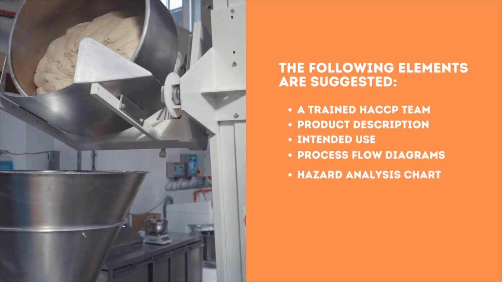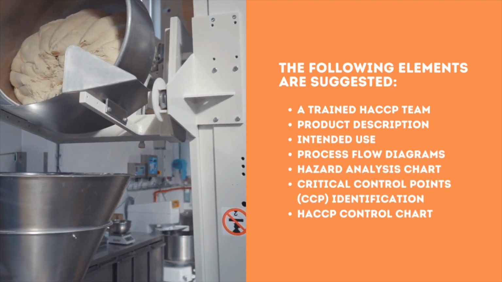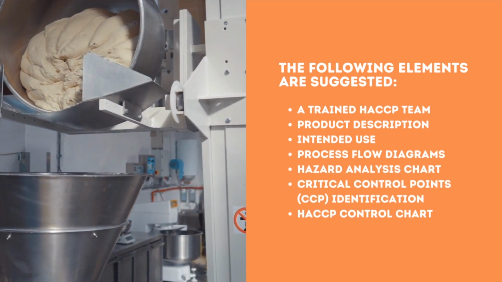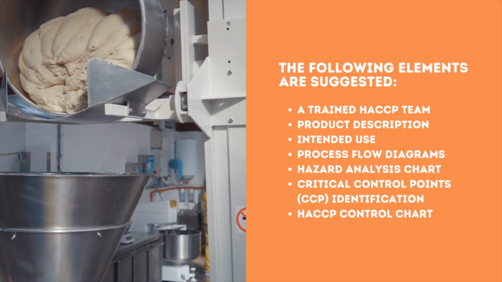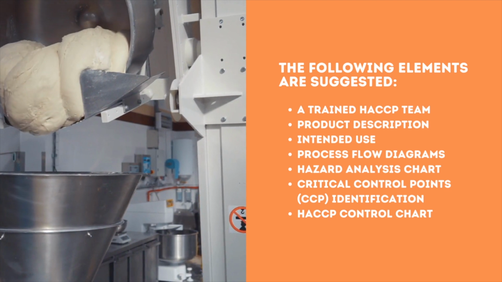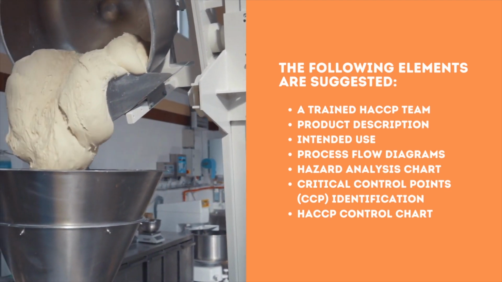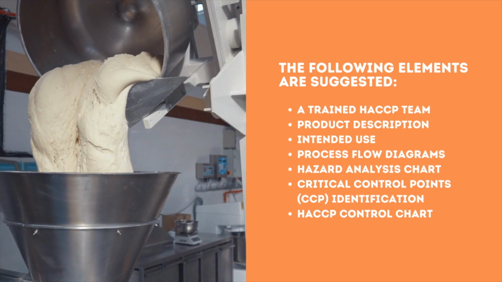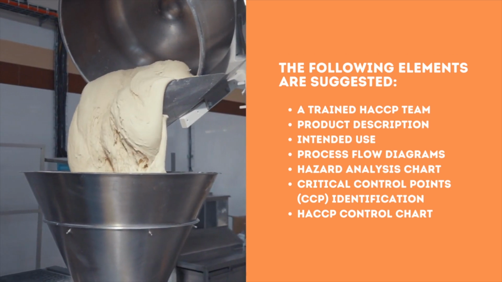The following elements are suggested: a trained HACCP team, product description, intended use, process flow diagrams, hazard analysis chart, critical control points, or CCP, identification, HACCP control chart.